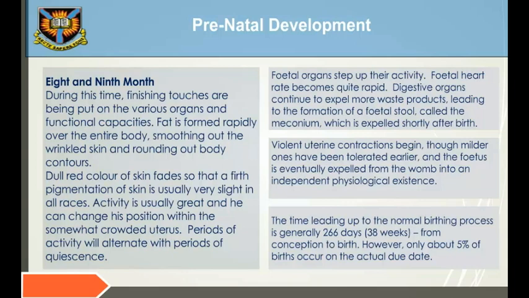Digestive organs continue to expel more waste product, leading to the formation of a fetal stool called the meconium, which is expelled shortly after birth. Violent uterine contractions begin, though milder ones have been tolerated earlier, and the fetus is eventually expelled from the womb into an independent physiological existence.